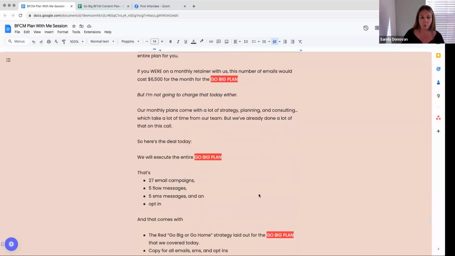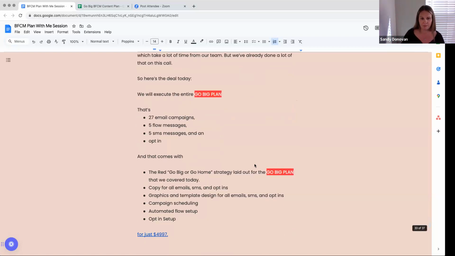So the deal today, if you wanted to do the Go Big plan, that's the red plan that has everything that was on that content calendar. So it has all of the nurturing, all of the expanding your audience, all of the build up for setting you up for January success. That's going to be the 27 email campaigns. It's going to be 5 flow messages. It's going to be 5 SMS messages. It's going to be an opt-in. That's going to come with everything we laid out, all the copy.